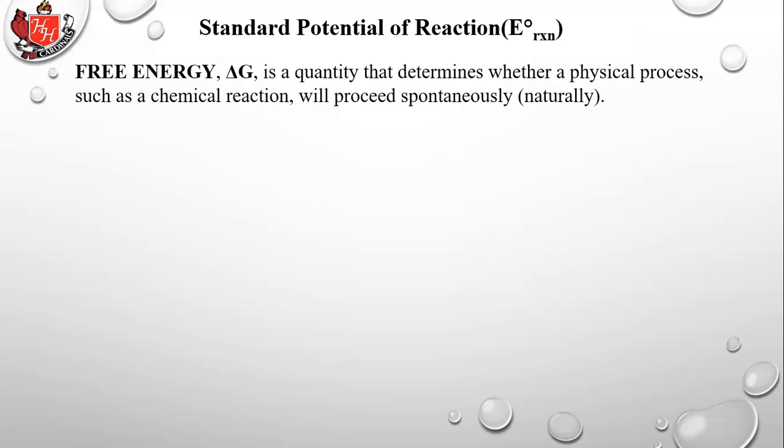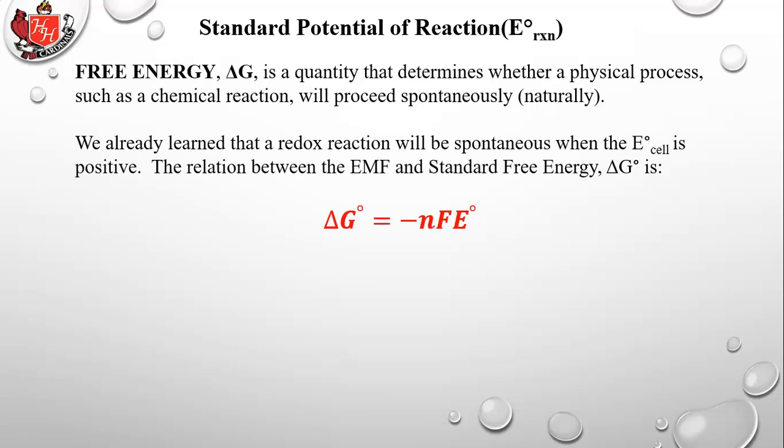Now, free energy, we're going to relate this back to the thermodynamics unit. So free energy is delta G. Remember, if a reaction is going to be spontaneous, you need free energy to be a negative number. It has to be released from the reaction, just like enthalpy normally wants to be released from a reaction. So free energy delta G is a quantity that determines whether a physical process, such as a chemical reaction, will proceed spontaneously, naturally.